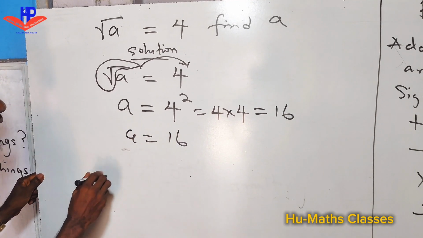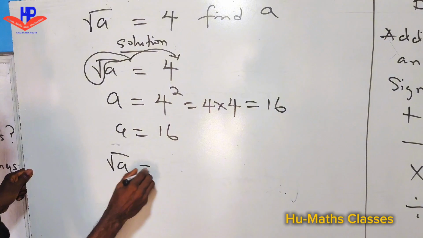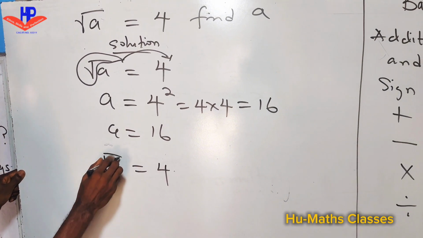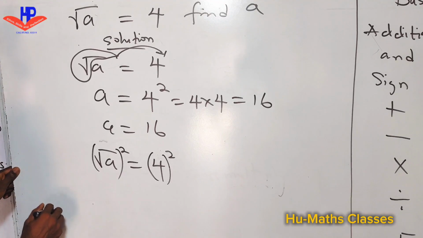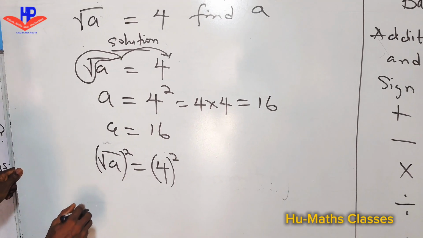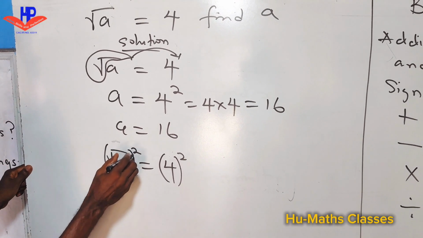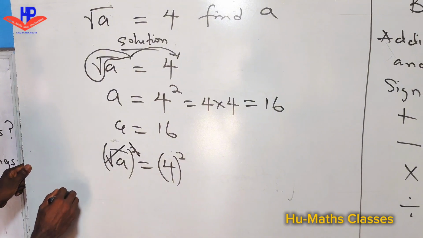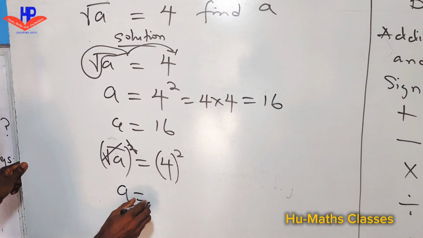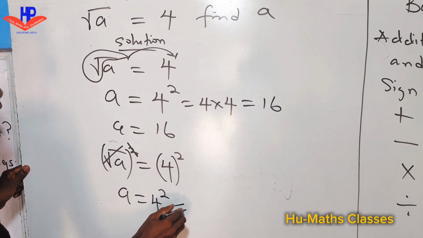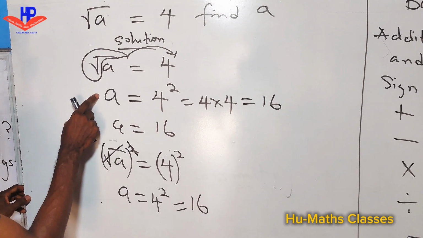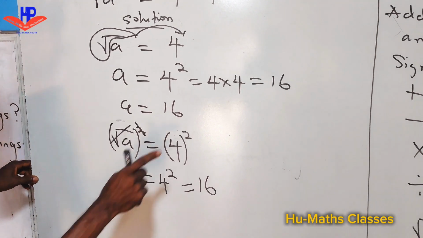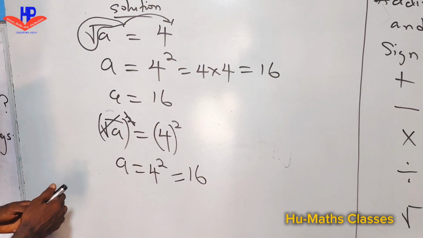You can as well say square root of a is equal to 4. You write the power 2 of both sides, or the square of both sides. This square will cancel out the root sign, so you have only a standing. And that will give you 4 to power 2, which is 16. Some people want to use this method, but I choose to use the other method to help us understand better what I mean by the inverse of a particular sign.